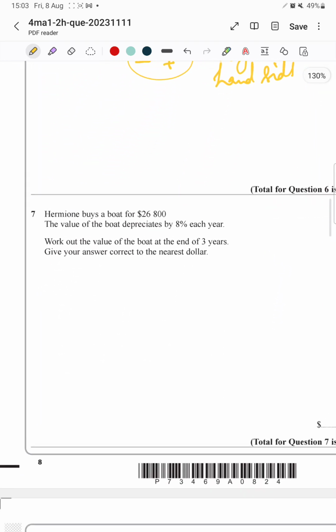Next question is, Hermione buys a boat for $26,800. The value of the boat depreciates by 8% each year. Write the value of the boat at the end of 3 years. So see here, 8% each year is decreasing. So we can say the rate of depreciation is 8%, which is equivalent to 0.08, because it is 8 over 100. It is depreciating every year for 3 years continuously, at the same rate. So we have to find the answer at the end of 3 years.